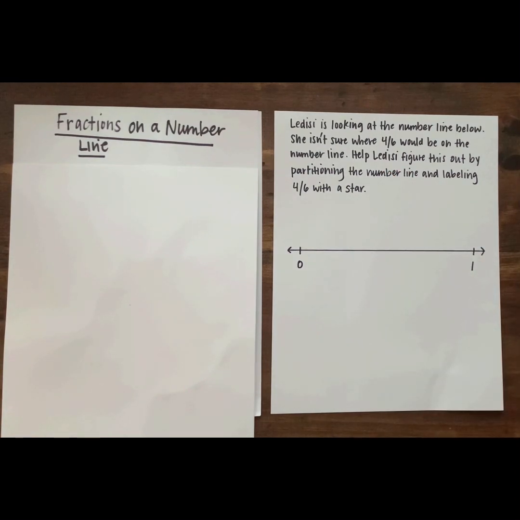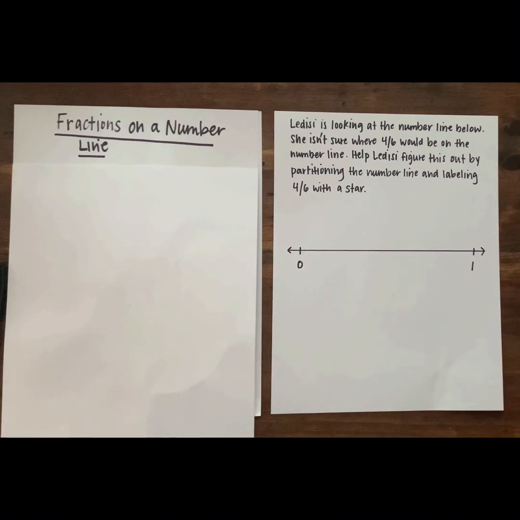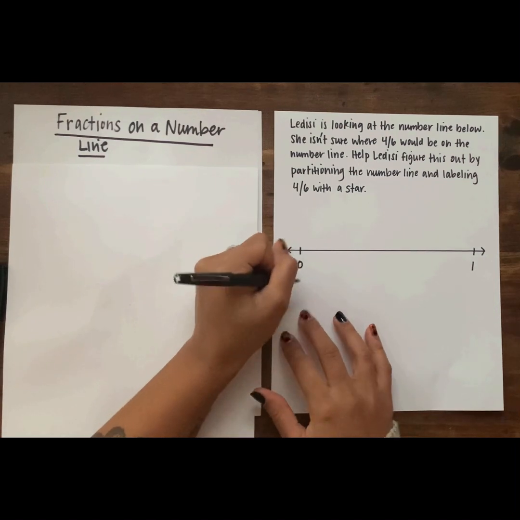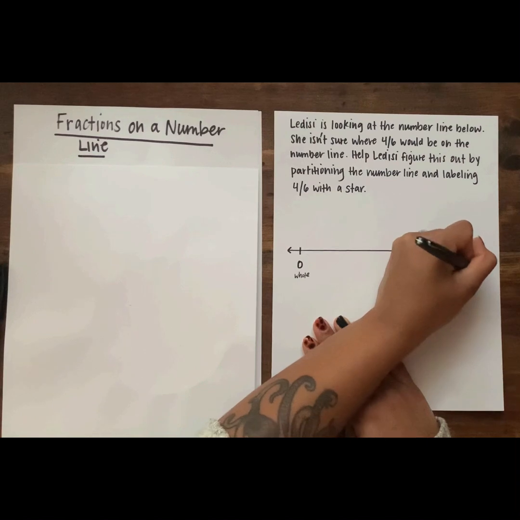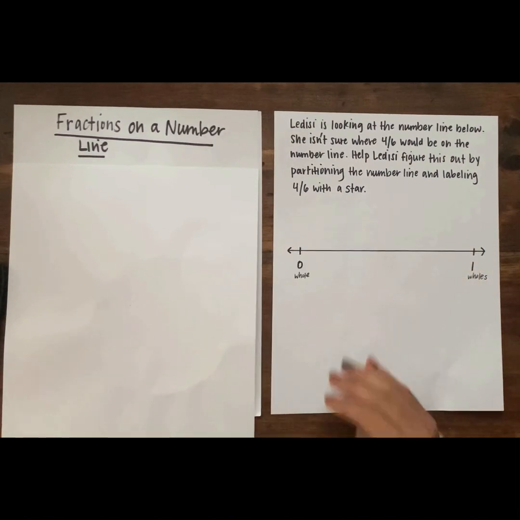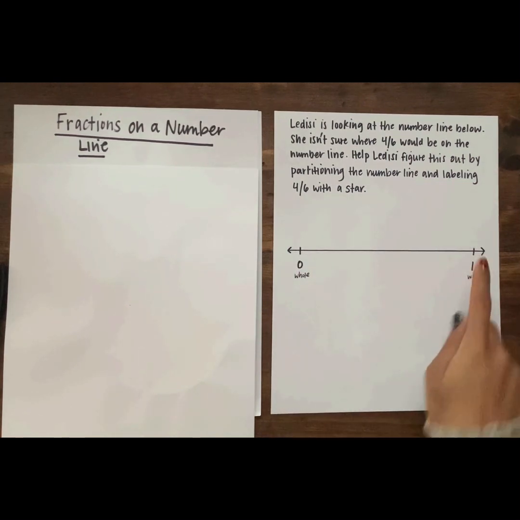How did you represent and solve this problem? Share your answer out loud. I heard you say that first you labeled 0 wholes and 1 whole to show 1 whole on our number line. That's smart. It's always helpful to label your wholes so that you can clearly see the distance from 0 to 1 whole. How do you partition your whole and why?